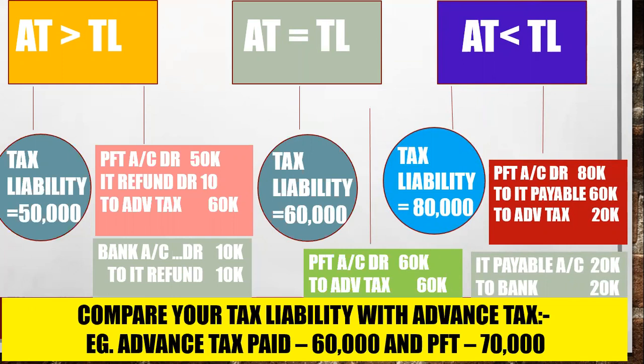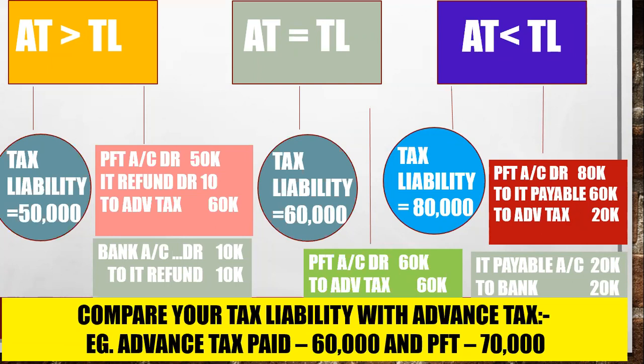Now what you have to do is assume that your tax liability is 80,000. And how much have you paid as advance tax to the government? That is 60,000. So you have to pay 20,000 more to the government. This tax liability of 80,000 will go from your PFT account. So the entry will come over here: PFT account debit 80,000 to income tax payable account 60,000 to advance tax 20,000.